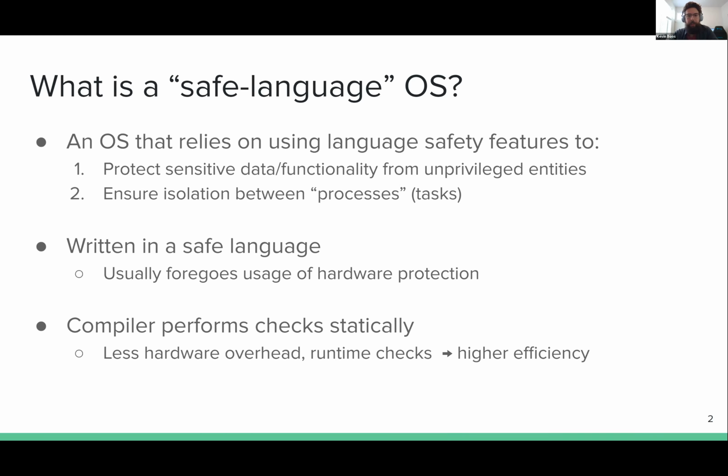They rely on the compiler to perform checks about their behavior, like the actual OS code itself is checked by the compiler to make sure that all of these guarantees are upheld. I'll give examples of this later. And this often results in less overhead, right? At runtime, you're doing fewer checks, so you can move them to compile time. So you have the potential for higher efficiency.